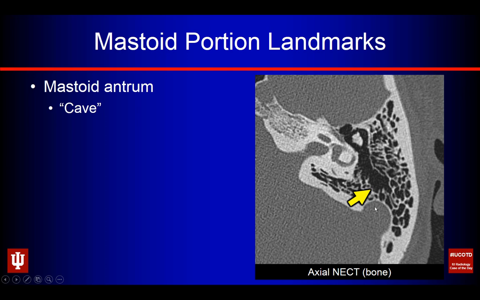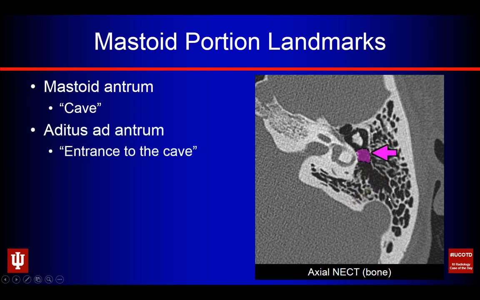So as we look at the cross-sectional imaging of the mastoid segment of the temporal bone, we have our mastoid antrum, where the yellow arrow here is denoting, or the mastoid cave, and you can see it sort of in the blinking yellow. And then we have the entrance to the cave, or the aditus ad antrum, denoted here with the pink. And that's one continuous chamber that goes all the way to the middle ear cavity anteriorly. And that's our connection to the epitympanum of the middle ear.